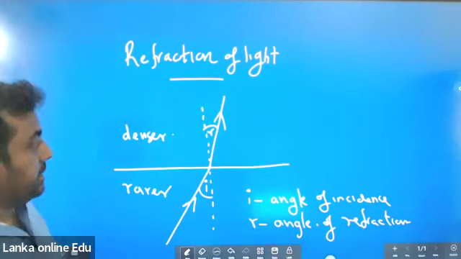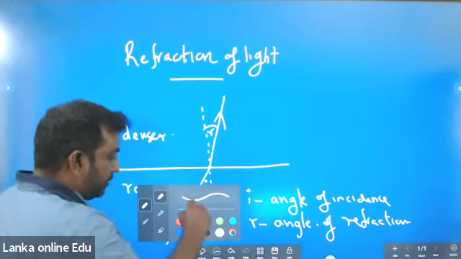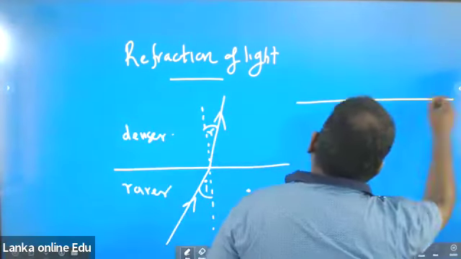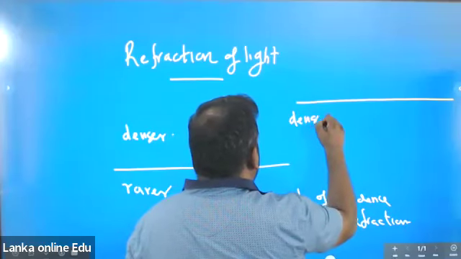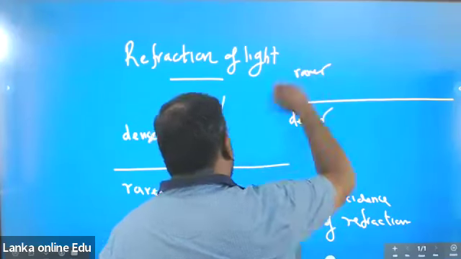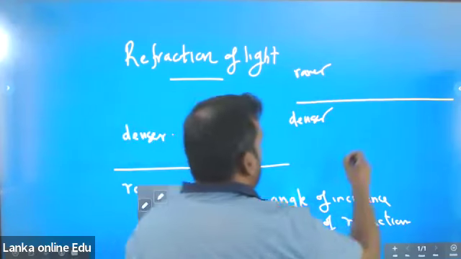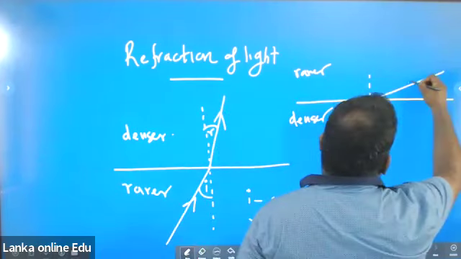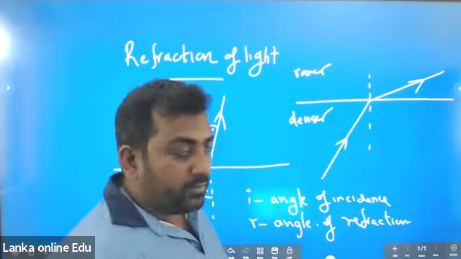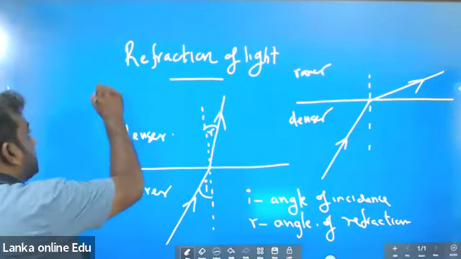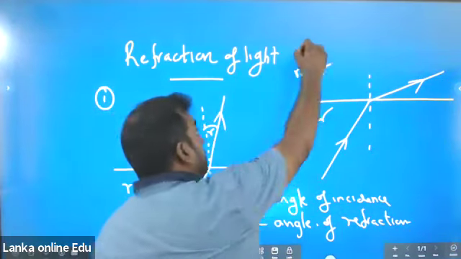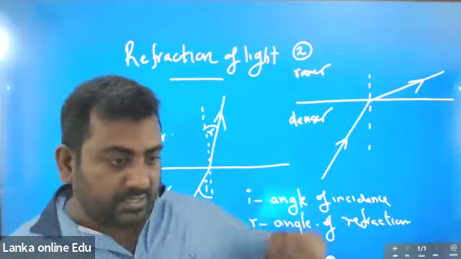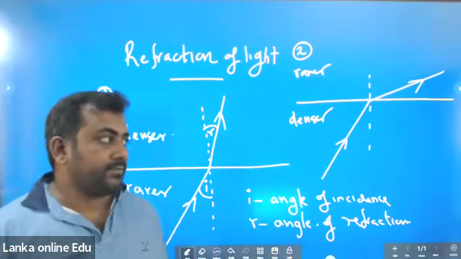Also, if light travels from denser to rarer, here you go. This is your denser medium. This is your rarer medium. So when light travels from a denser medium to a rarer medium, it will move away from the normal. So the change in path of light when it travels from one medium to another is known as refraction. That's right.